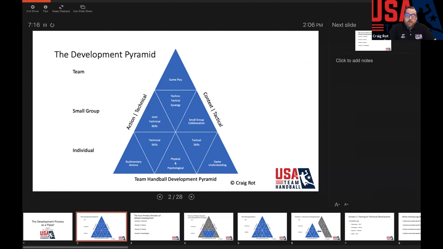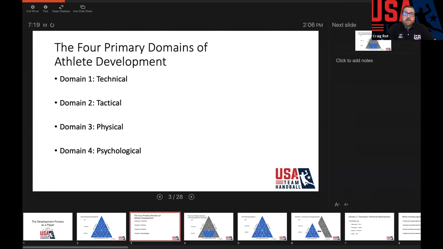And so we're going to move forward now to talk about the four primary domains of athlete development. These are important to understand because there's four areas in which you as a player or you as a coach can really affect how your players develop. The first is technical, which we've gone over. And by technical, I mean, can I do the skills needed of me on the court? The second is tactical, meaning, can I use those skills effectively to solve problems on the court?